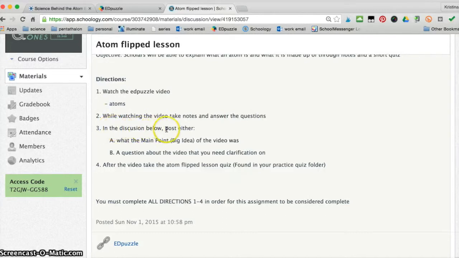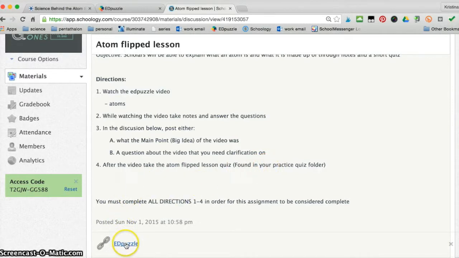Third, in the discussion below, to reflect on what they learned, they're either going to post what the main point or big idea of the video was, or a question they had about the video that needs to be clarified. After the video, they're going to take the Atom Flipped Lesson Quiz, which is found in their Practice Quiz folder.